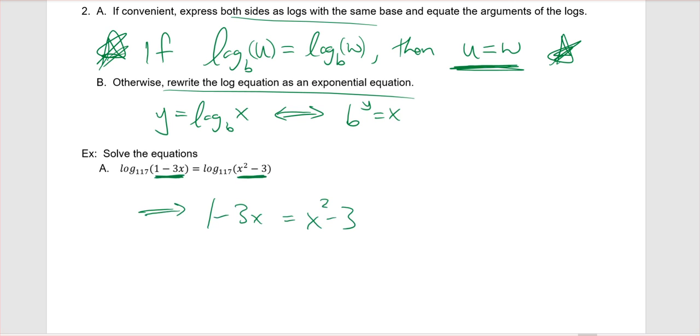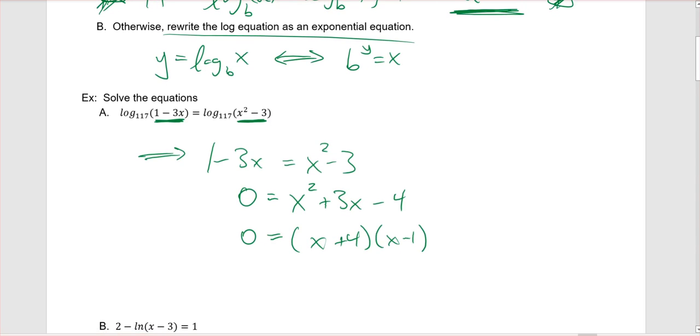And now we have tried and true methods to solve these, right? Quadratic equations are pretty quick to solve. We can just get everything on one side. So let's add 3x to both sides, and we can subtract 1 from both sides. And now we solve this by factoring, right? So x plus 4, x minus 1. Okay, so now we can say x is negative 4, or x equals 1.